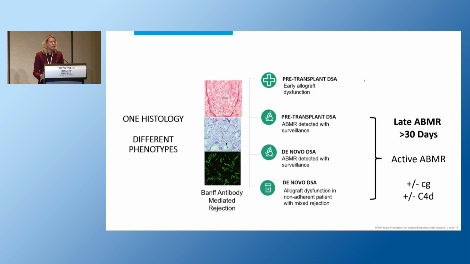So what about these later antibody-mediated rejections? I'm going to go into the treatment approach for these various phenotypes. So first, what about those patients who had some pre-transplant DSA or non-immunologically immune? They had early DSA, and you detect this ABMR later than 30 days, usually on a surveillance biopsy, but it could be later when you're noticing the creatinine is high.